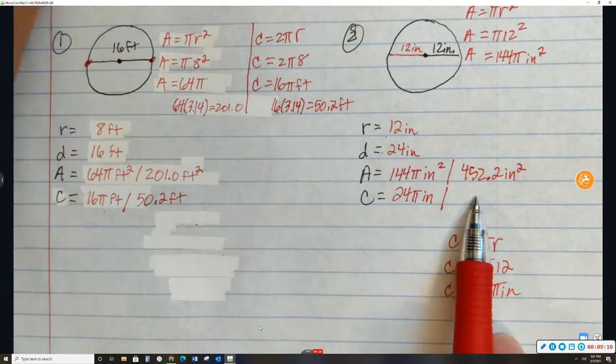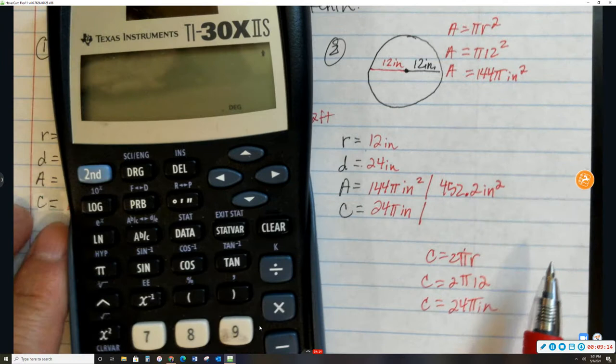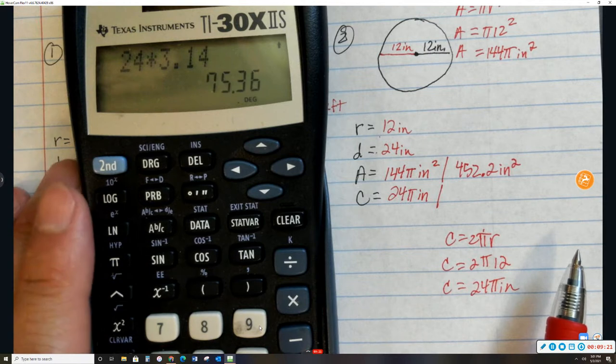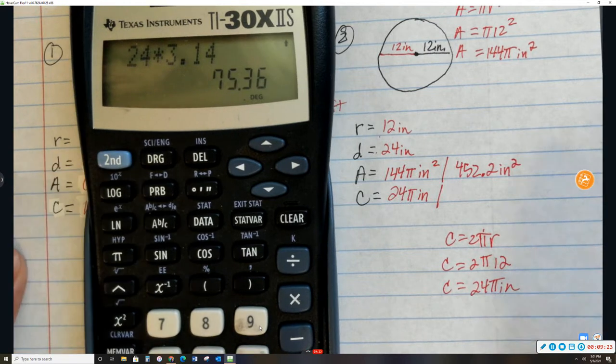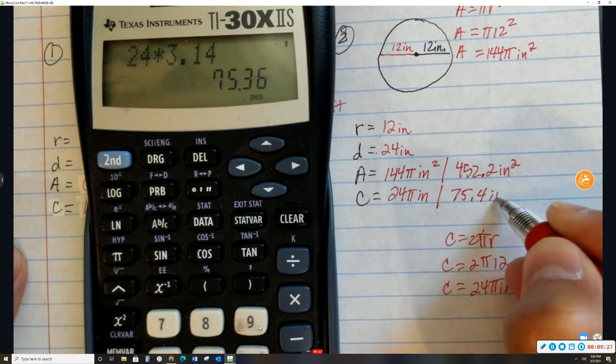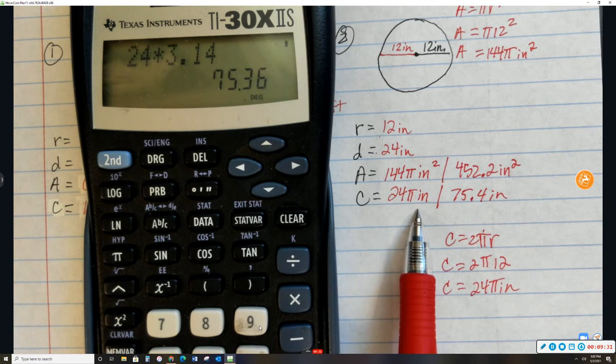And then the approximate answer, I'm not going to rewrite it down here. I'm just going to type it in the calculator. So it would look like this: 24 times 3.14, and then that's 75.4. Again, sometimes it's better. Like I know what 75.4 inches is, but 24 pi inches, I don't know what that is.